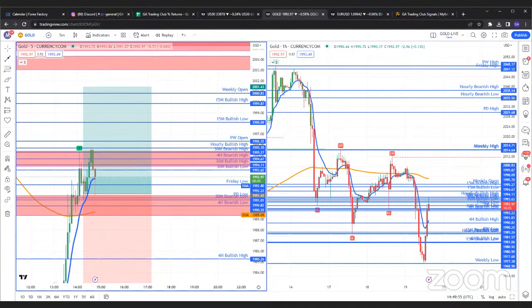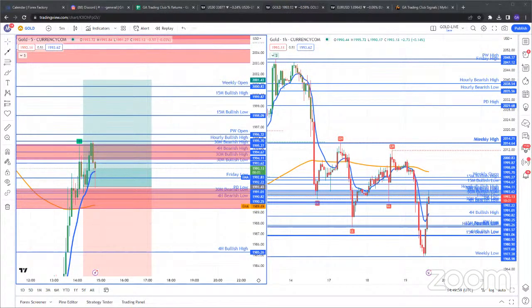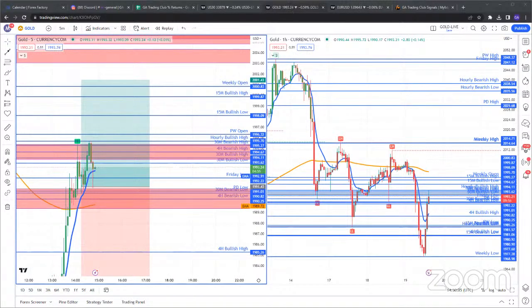Also consider the time. I don't like holding trades beyond 11:30 a.m. Eastern Standard Time, because normally there's some reversal in the market around that time. So that's the answer to that.